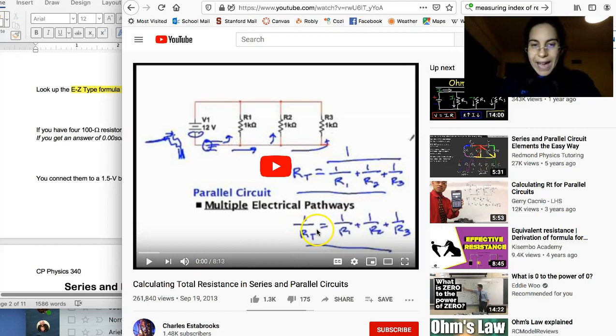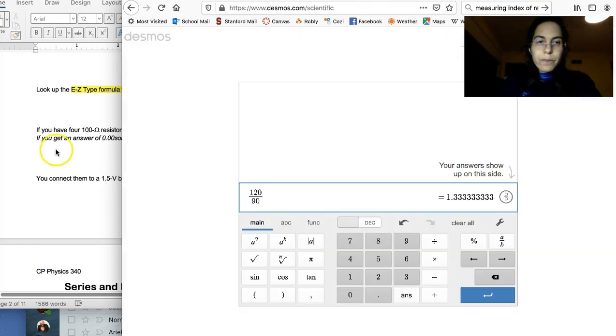Notice that what you have here is a formula full of fractions, and it is very, very easy to forget to type a fraction in your calculator. So the official formula you're going to be writing down is 1 over giant fraction, 1 over R1, plus 1 over R2 plus 1 over R3. But the easy type version will get you the answer a lot faster.